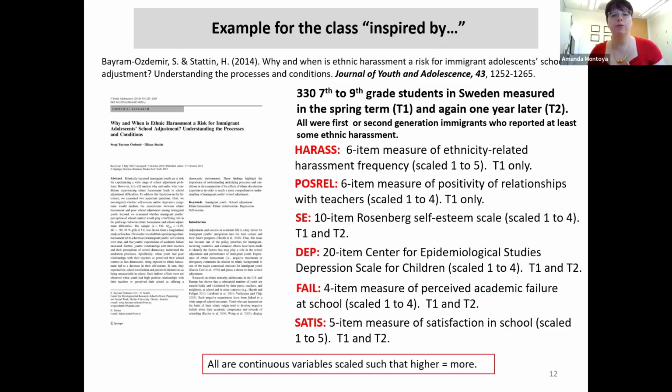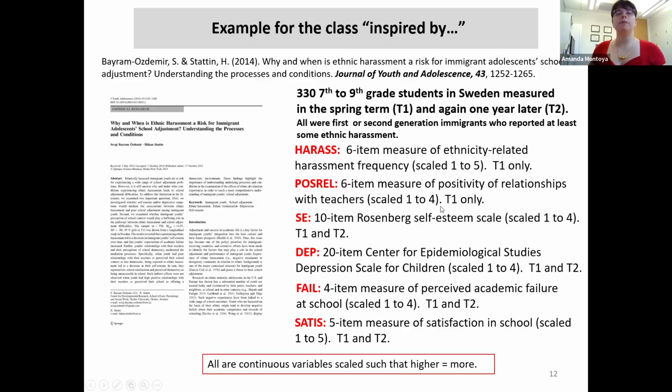If you open the data, you'll see there are a lot of variables, so I just want to walk you through what those are. The first variable is called harass, and this is a 6-item measure of ethnicity-related harassment. It's measured on a scale from 1 to 5 and is measured only at time 1. We also have a measure of positive relationships with teachers. This is also a 6-item scale, scaled 1 to 4, and also only measured at time 1.